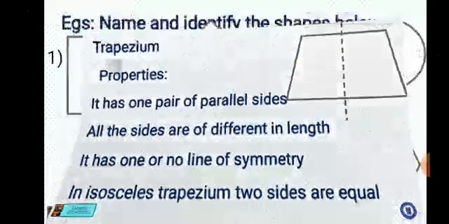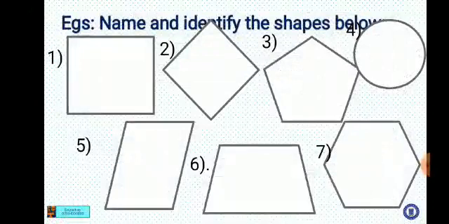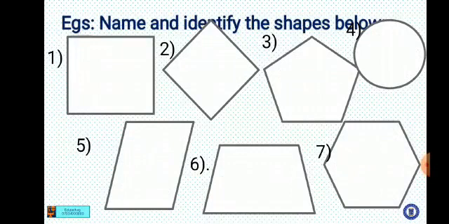Now we enter into example. If you can see these shapes given to you, one thing is common to all of them. They have flat face. That's why we call them plane shapes or flat shapes. Then example: name and identify the shapes below.